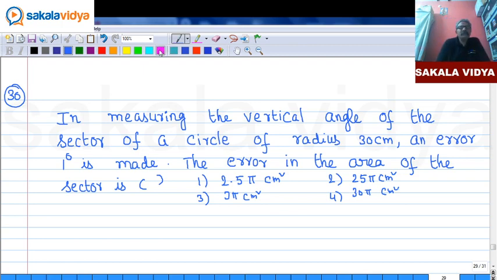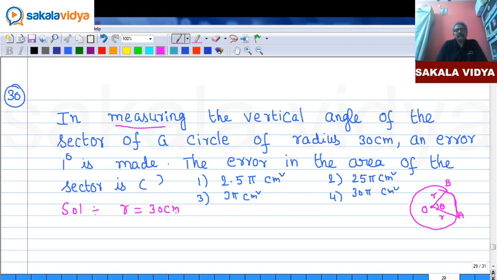Okay, now measuring the vertical angle of the sector of a circle. This is a circle. For example, A, B, O is the center of the circle, say theta, this is called sector AOB. An error of 1 degree is made, understood now. Radius R and the area of the sector you need to find out. So what is given here? R is equal to 30 centimeters.